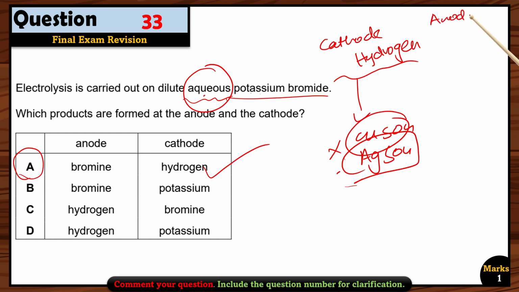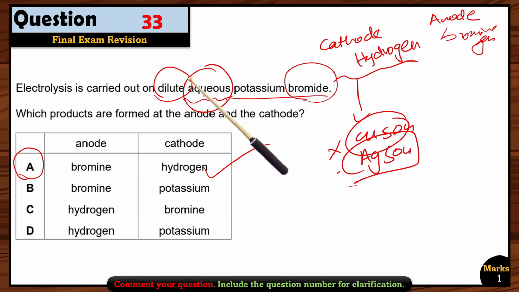Or if you still want to know about the anode, remember that it depends on the concentration. It doesn't depend on the solution. First, it should be a solution, and the second thing you also have to look at is the concentration. If the concentration is dilute, and they are already telling you it is dilute aqueous potassium bromide, what does it mean? If the solution is dilute, you are not going to get your own bromide ion here, not the bromine gas. Why not bromine gas? Because this one is dilute. You are going to get oxygen here.